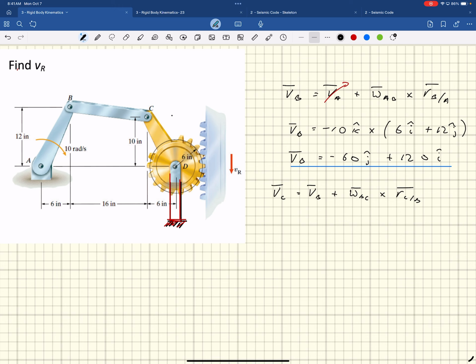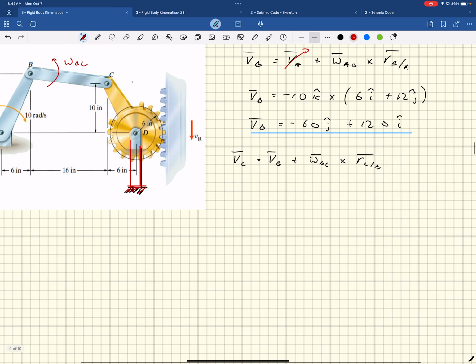At this point, I'm pretty sure omega BC is going to be positive when it comes out. It's going to move down. But it doesn't matter. No matter what, if it's an unknown, I'm going to assume that omega is going this way, as positive, even if it's not. It's an unknown. I don't know which direction it's going. So then we just keep going with this.